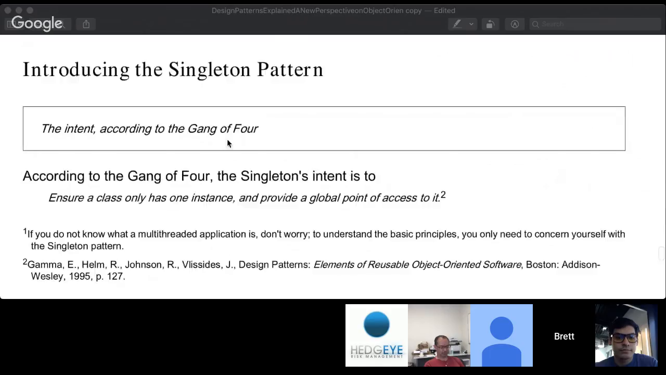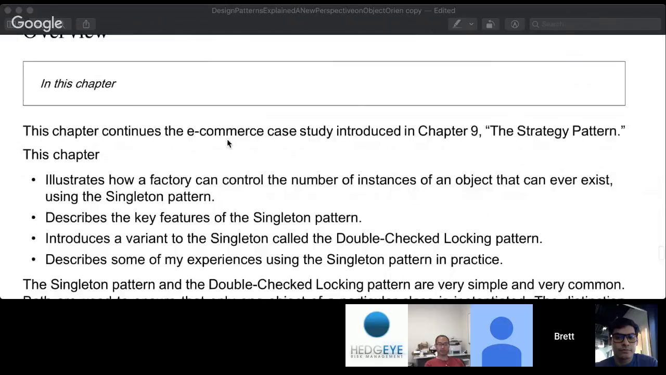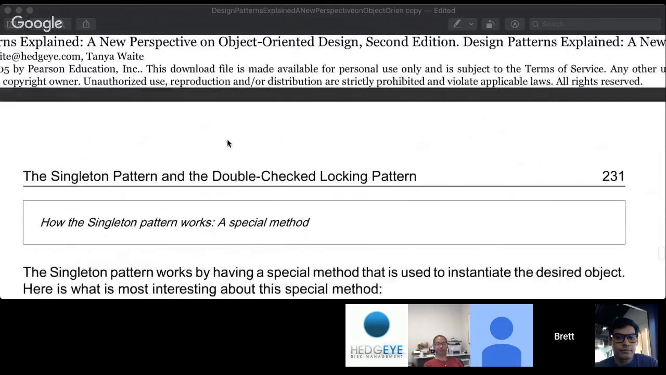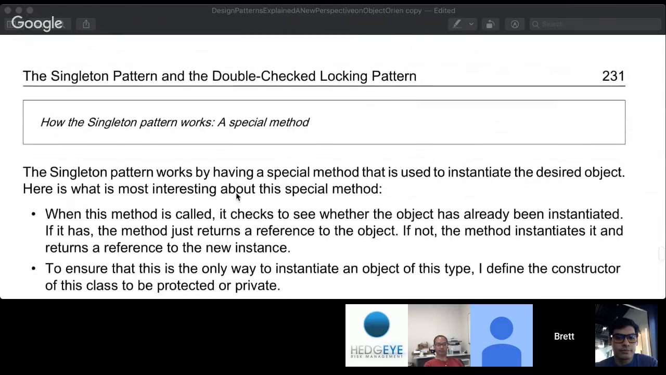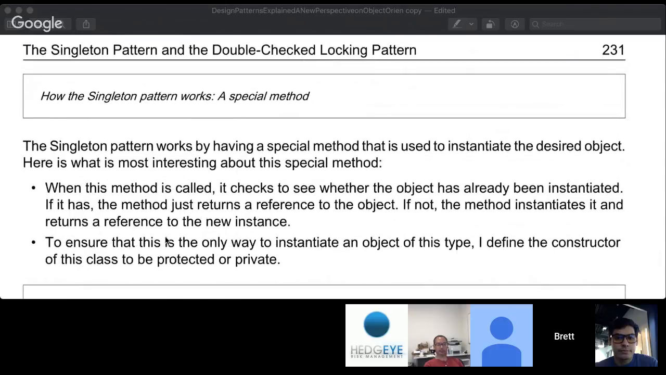Does anyone have any questions yet or any comments? I think most of us have probably seen the singleton pattern. Okay.